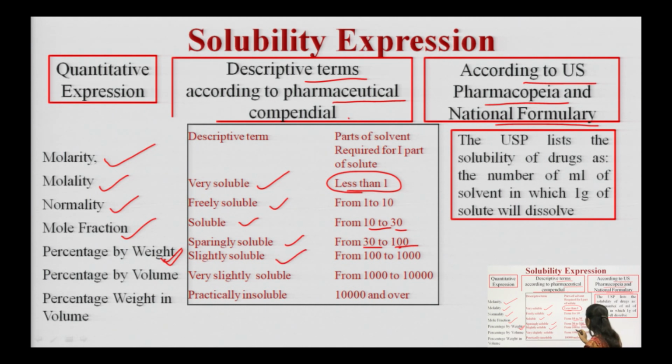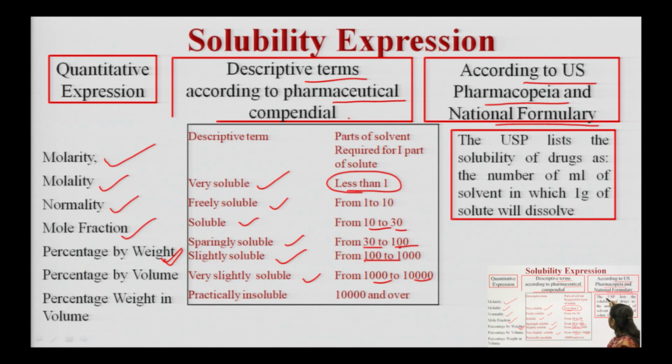Slightly soluble when it requires 100 to 1000 parts of solvent to dissolve 1 part of solute. Very slightly soluble when it requires 1000 to 10,000 parts of solvent for dissolving 1 part of solute. Practically insoluble when it requires more than 10,000 parts of the solvent to dissolve 1 part of solute.